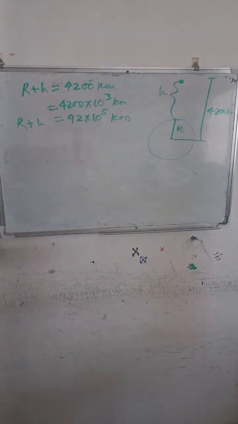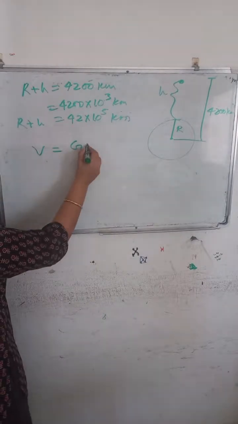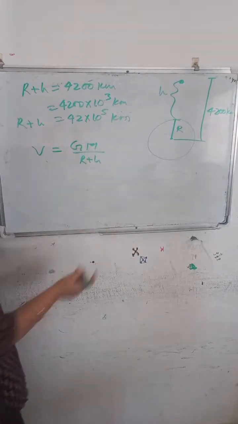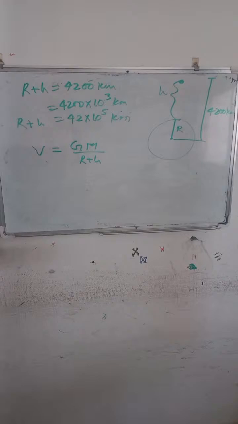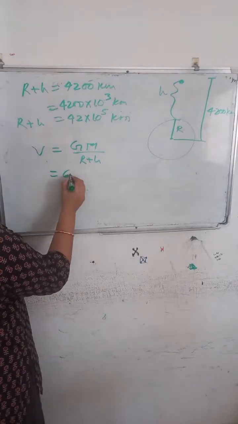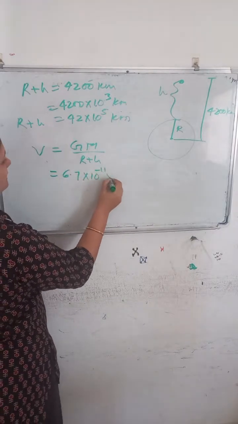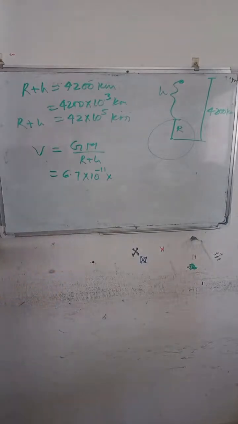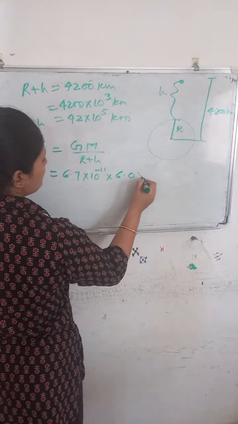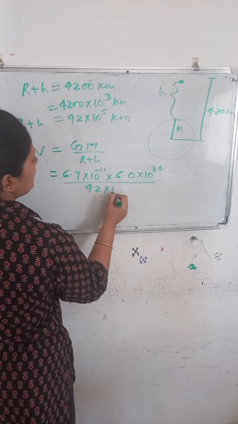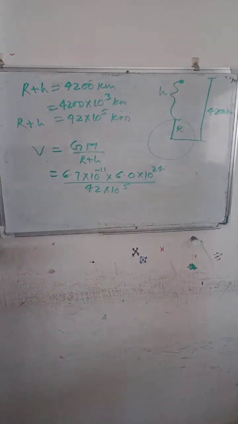We have to find the gravitational potential. We know that potential V is equal to GM upon r, but here r plus h means the entire distance, so substitute the values. G is 6.67 into 10 raised to minus 11, into mass of the earth, which is 6.0 into 10 raised to 24, and r plus h is 42 into 10 raised to 5. So simplify this.